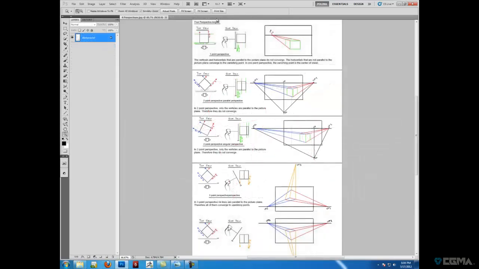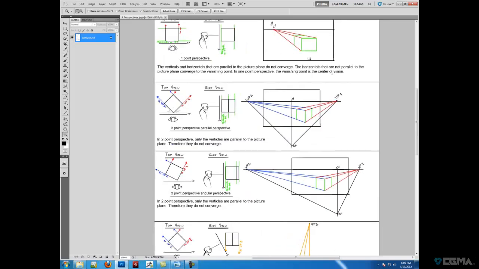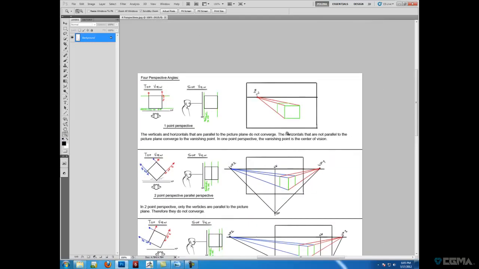There are 4 perspective angles. The first one is one-point perspective. In one-point perspective, the verticals and horizontals are parallel to the picture plane. Now, it is important to know that lines parallel to the picture plane do not converge. Lines that are perpendicular or at any other angle, however, do go off into their own vanishing points. Now, in this case, the lines going in the depth lines are going towards their own vanishing point. Now, in one-point perspective, the vanishing point is the same as the center of vision.